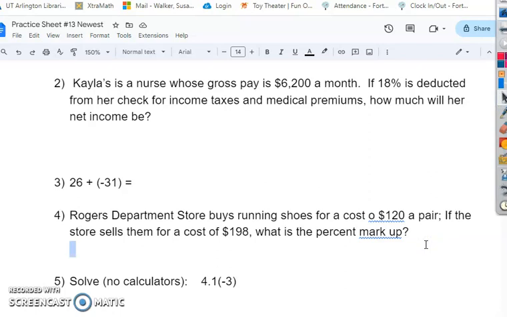Number 4. I really needed to give y'all more room on this problem. Roger's department store buys running shoes for a cost of $120 a pair. If the store sells them for a cost of $198, what is the percent markup? So I want us to make sure we are practicing this, okay? This is a percent. Percent what? Percent markup. I don't have the percent, so we use our backup method.